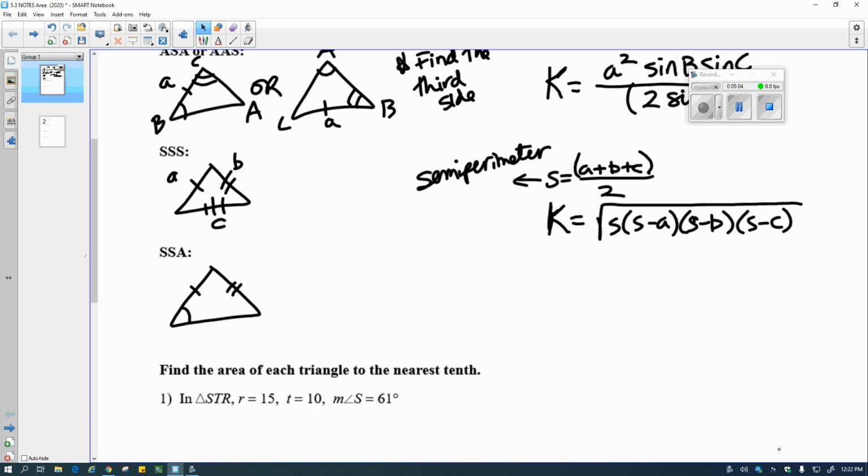And so the last situation that we have is the side, side, angle. Remember I said this guy's the troublemaker. It remains the troublemaker. I'm going to have to use law of sines or law of cosines and figure out missing stuff and use one of the other formulas.